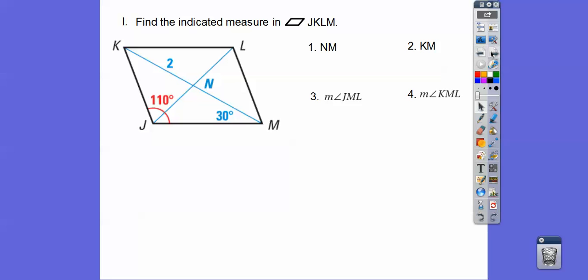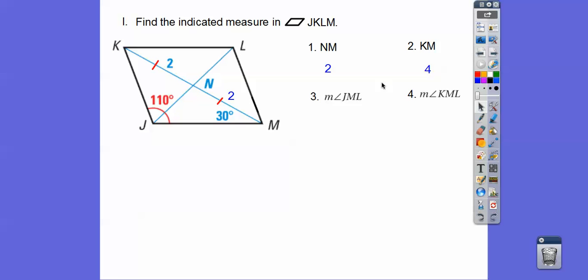Okay, so here we have a parallelogram, you guys. So let's find NM. Okay, well NM is this side of this diagonal. Well, remember they bisect right there. So if that's 2, that's going to be 2 right there. So KM is 2 plus 2, which is 4 right there.